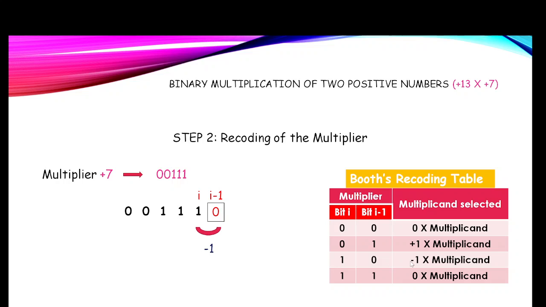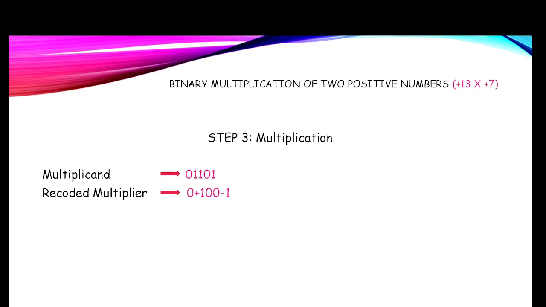So 1 0 indicates minus 1, then 1 1 indicates 0, 1 1 again 0, 0 1 indicates plus 1, and 0 0 indicates 0. So this is the recoded value which was obtained for the multiplier plus 7 based on this recoding table. Now the obtained recoded multiplier value has to be multiplied with the multiplicand which was converted into the binary format initially. Now we have to perform multiplication.